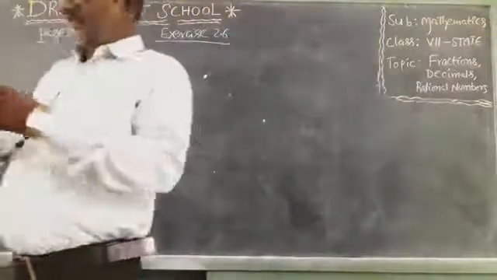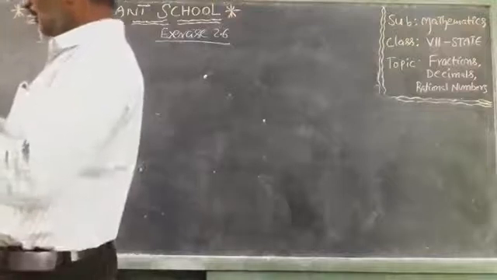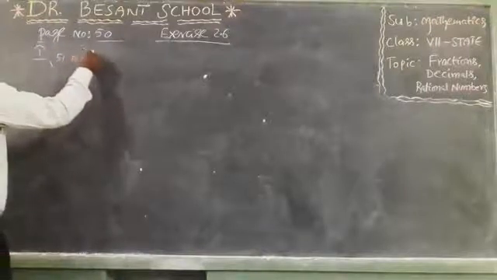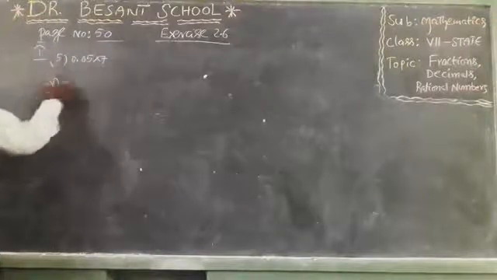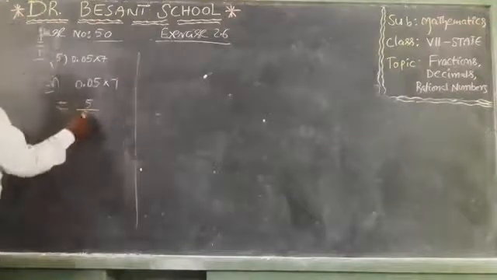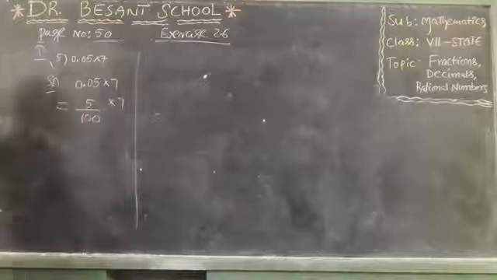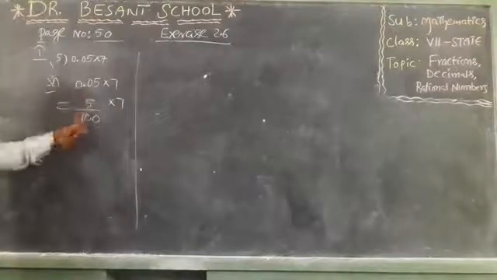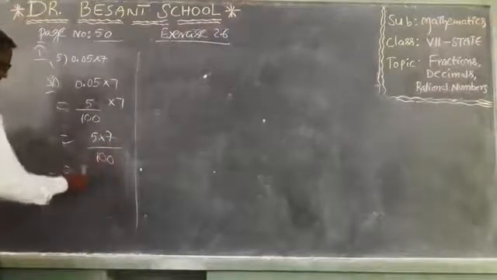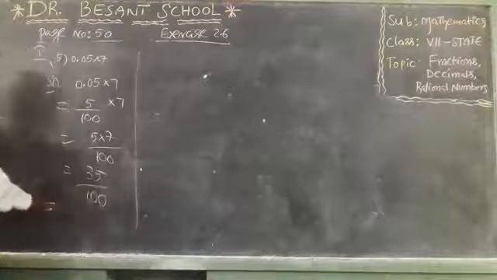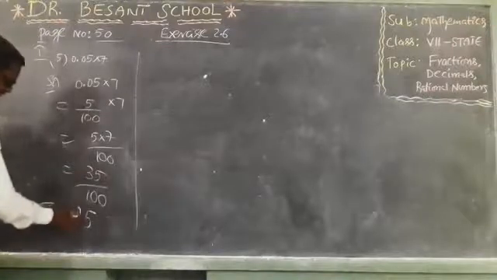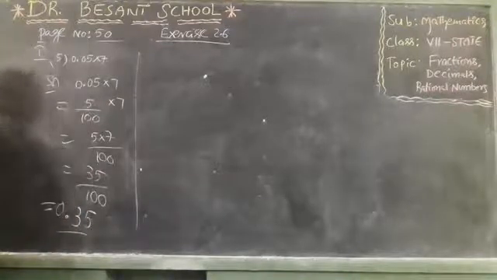Children, you see, that is question number 5 from this Roman. 0.05 into 7. 0.05 can be written as 5 by 100 into 7. The point is after two digits, that means 5 by 100 into 7. So this is 5 into 7 by 100. 5 7s are 35 by 100. In 100 two zeros are there, which means after two digits we will keep the point. That means 0.35.